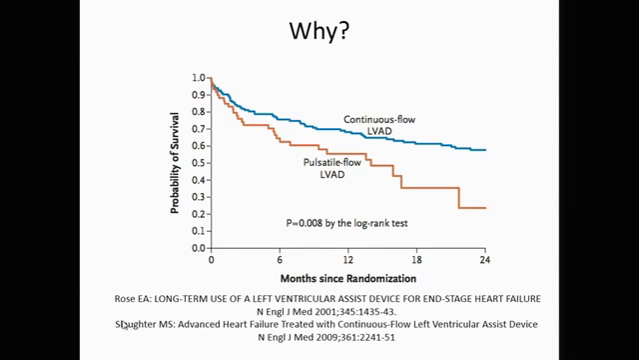This is the REMATCH trial published in the New England Journal in 2009, and this is really what brought about the modern era of the LVAD. These are continuous flow LVADs here. Here are the pulsatile devices, and as you would expect, at 18 months these devices start to fail, and so that's why these Kaplan-Meier curves especially separate here. But there was a significant early survivorship advantage to these devices, and as a consequence, everybody believes that continuous flow devices are the way to go in the future with these patients.